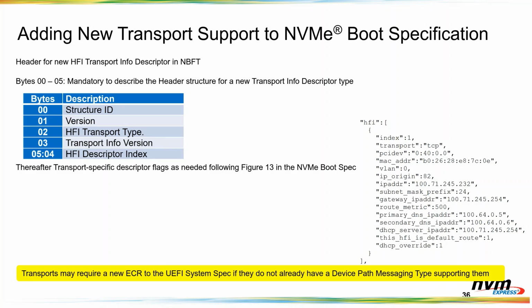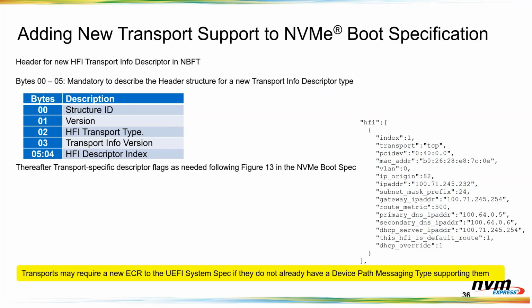Yeah, as Phil said, our last topic really before wrapping up, we'd like to talk about the ease with which supporting additional transports may be in the future and how easy it would be for contributions to come to the spec for new transports. As we said earlier, the NBFT contains a transport-specific descriptor, which we've outlined as a template in the NVM Express boot specification. To support an additional transport, it's necessary to only add transport-specific accoutrements to the NBFT's HFI transport info descriptor.